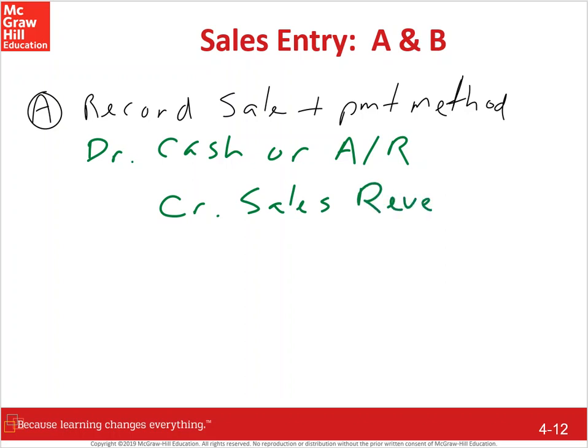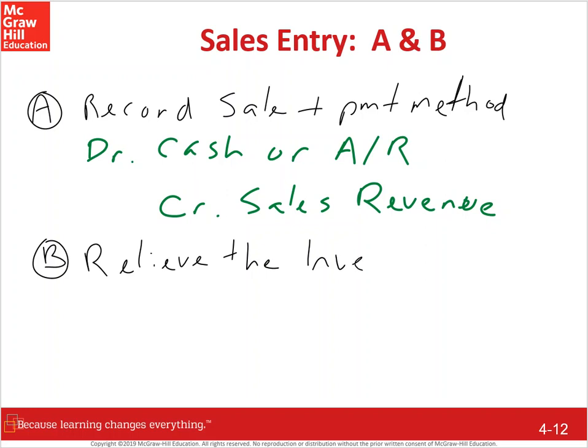So part A is an asset source transaction, making both sides of the accounting equation go up. Then in part B, we have to acknowledge, hey, we no longer have that stuff, that inventory. So we need to relieve the inventory. And so that journal entry will be a debit to COGS, cost of goods sold. So we're expensing it. We debit the expense account. And then we're decreasing the asset on our balance sheet. So we're crediting inventory or merchandise inventory.